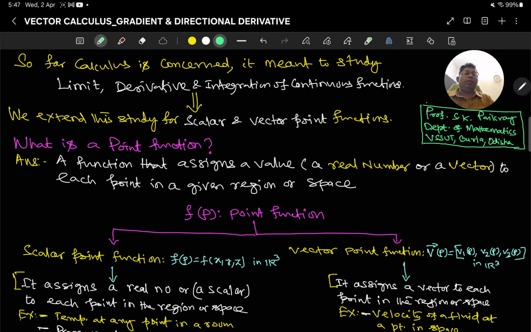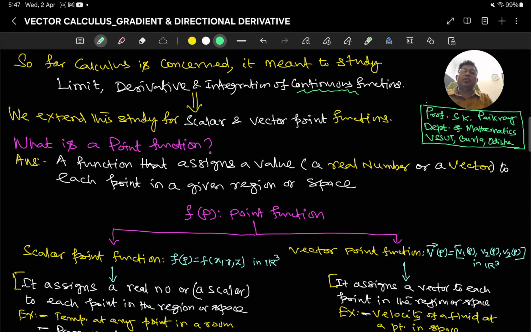Hello everyone. In this lecture, I shall introduce vector calculus. So, saying calculus, what do you mean? It means you are given a continuous function, and you find its derivative, you find its integration, also the limit. So this limit, derivative and integration together are the calculus. Basically, it deals with continuous functions.